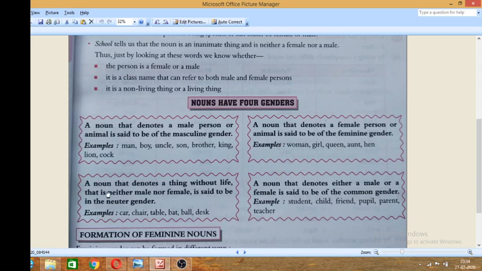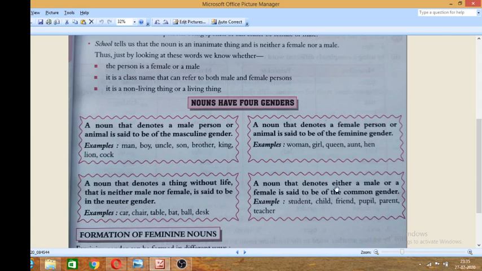Next, a noun that denotes a thing without life, that is neither male nor female, is said to be of the neuter gender. Car, chair. You can see that these nouns, car, chair, table, denote a thing without life, and it is neither male nor female. So these nouns are of the neuter gender.